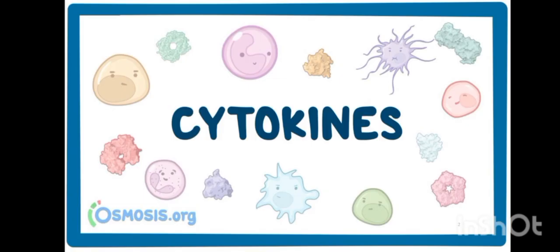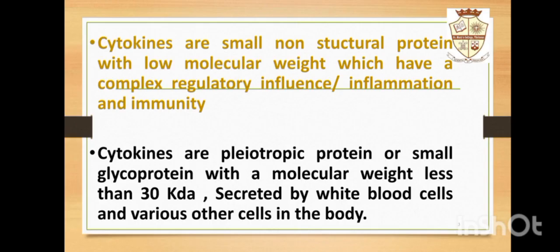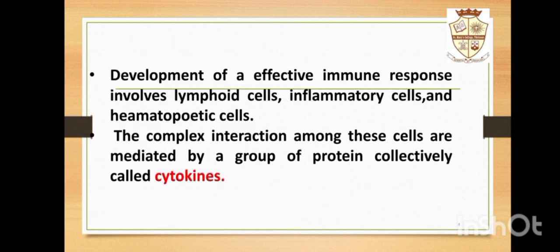First of all, what are cytokines? Cytokines are small non-structural proteins with low molecular weight which have a complex regulatory influence on inflammation and immunity. Cytokines are pleiotropic proteins or small glycoproteins with a molecular weight less than 30 kDa, secreted by white blood cells and various other cells in the body.